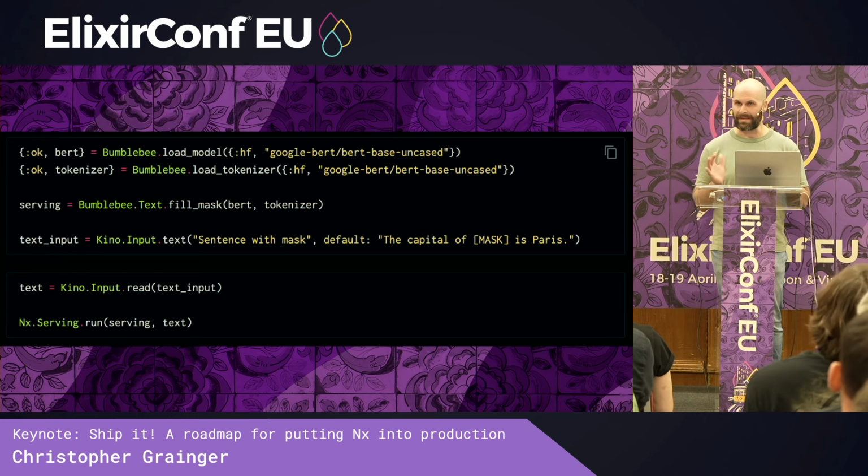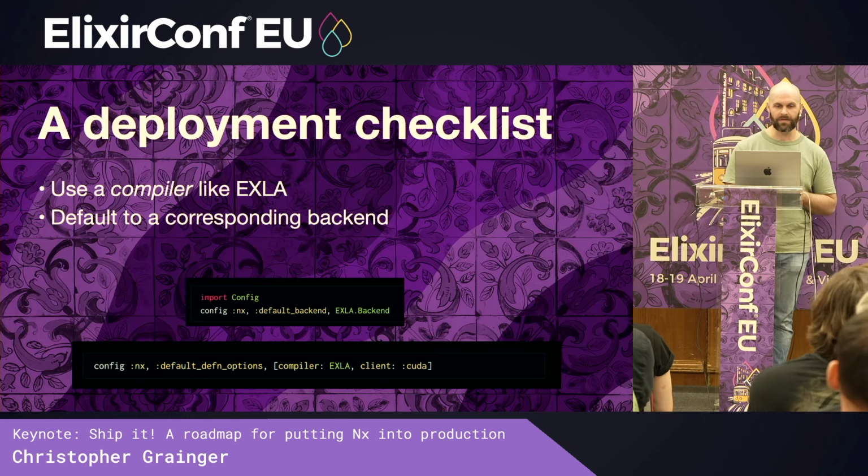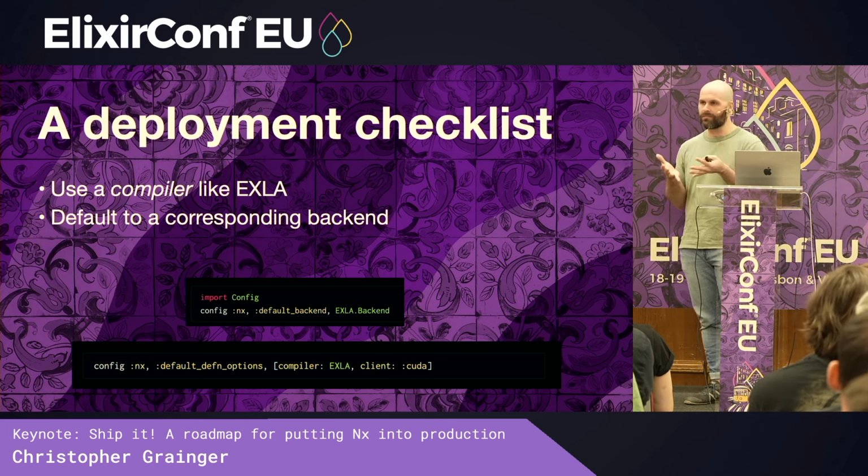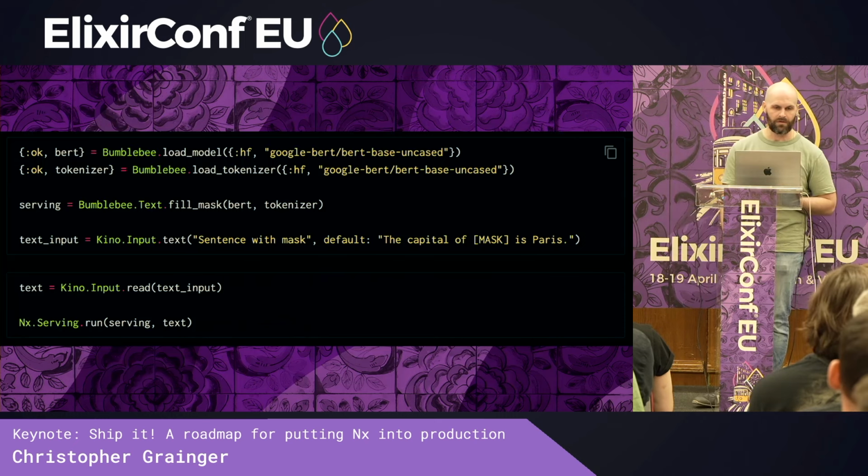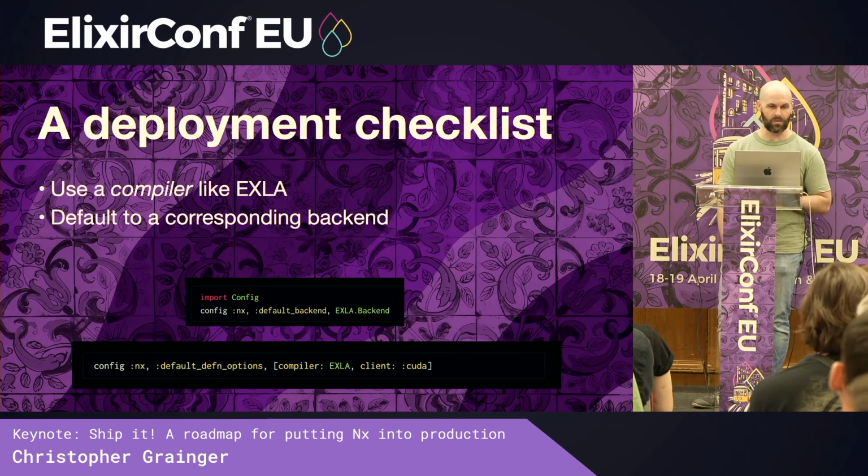Now let's think about what we need to deploy this stuff. Let's do a little deployment checklist. What do you need to be thinking about when you're going to put this into production? So let's say you've built Bumblebee, you've grabbed a BERT model, and you have set up your serving. What do you need to think about when you want to put that into your Phoenix application or your stream processor or whatever it is that you want to build?